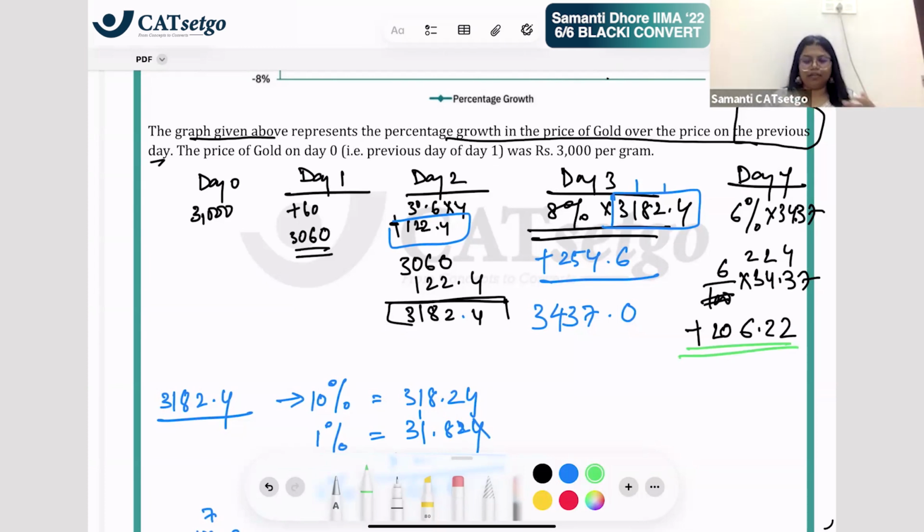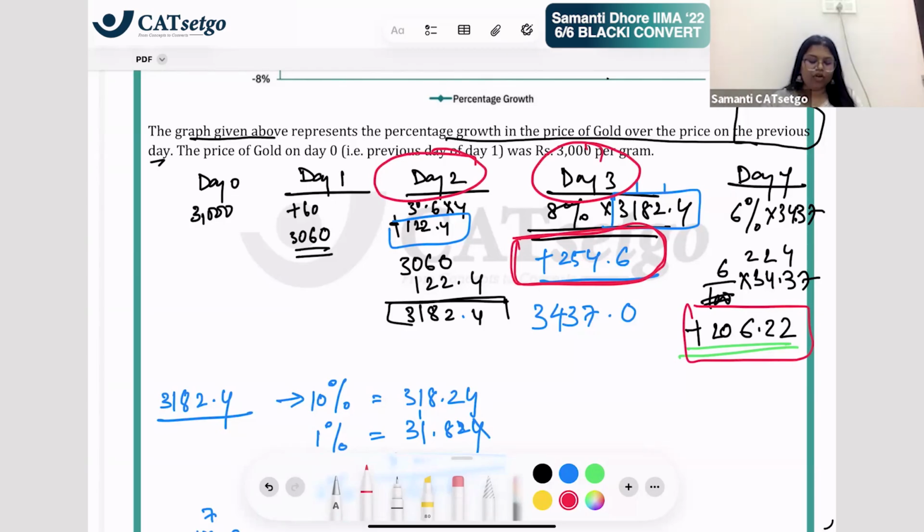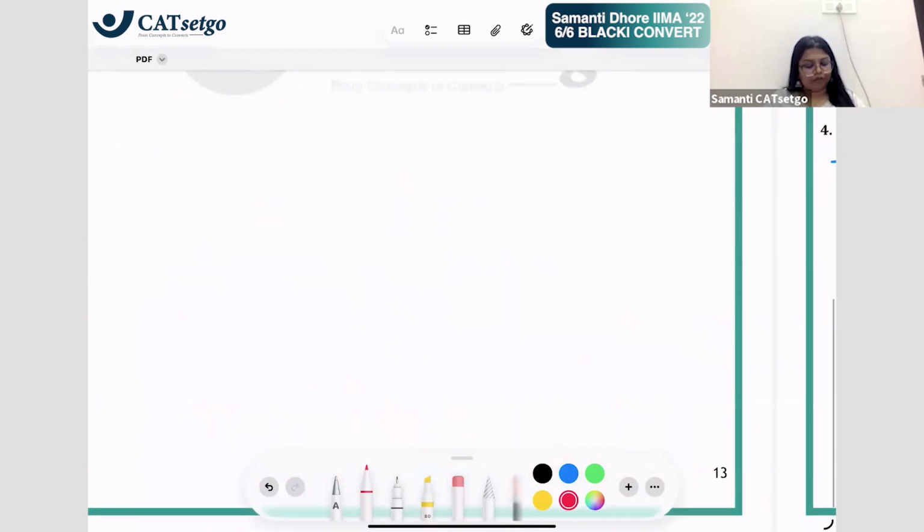So now if you look at it, you know that the first person had bought this day, sold this day. So what was the increase? What is the extra price they got? 254. And this person got extra price of how much? The second person who bought it on third day and sold it on fourth day, 206.22. So what is the difference in their profit per gram? Per gram, the difference in profit is 48.4, and for 10 grams it will be 484.